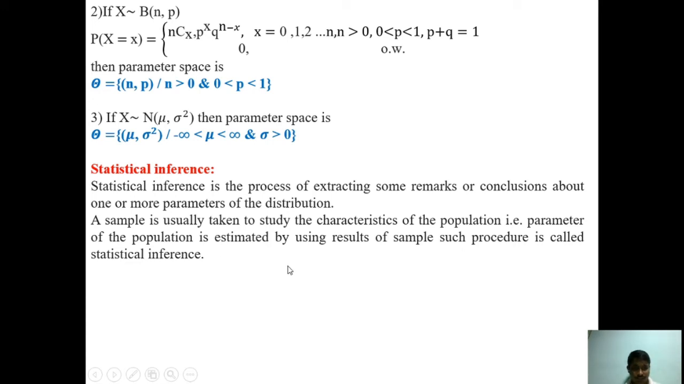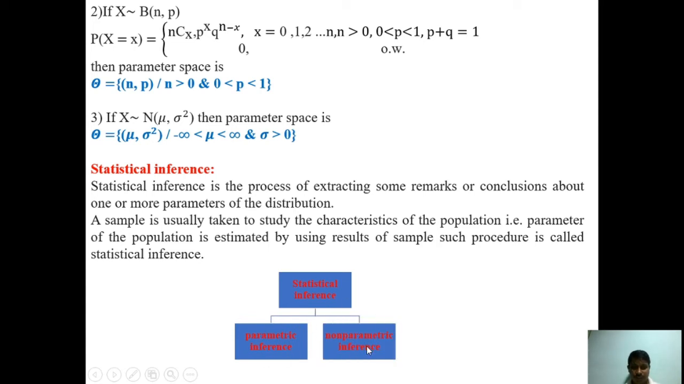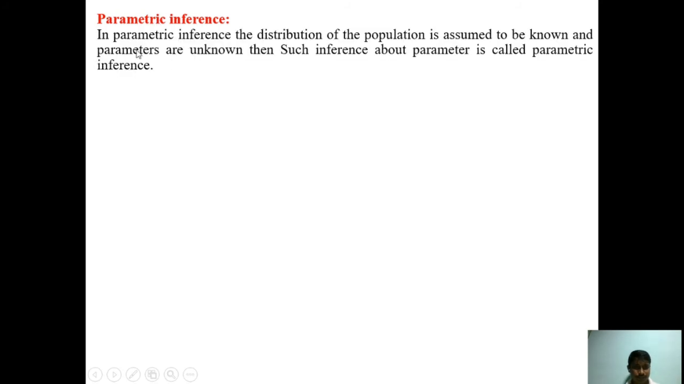Okay, statistical inference is divided into two parts. The first part is parametric inference and the second part is non-parametric inference. These are the main branches of statistical inference. Let us see parametric inference first. In parametric inference, the distribution of the population is assumed to be known and the parameters are unknown. Such inference about the parameter is called parametric inference. The main point is that in parametric inference the population is known, but the parameters are unknown.